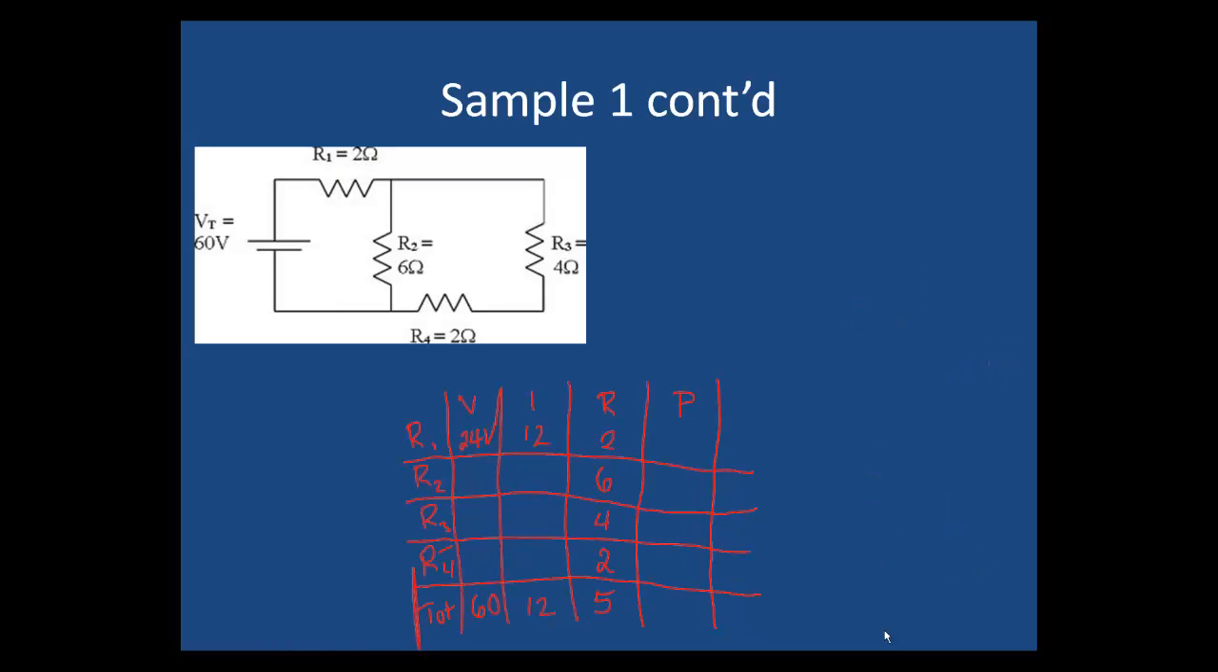Now let's continue on with it. We'll recopy the VERP table down. You still have it. And we know that that's 12 amps and that's 24 volts. I'm going to leave that up there to help myself. And now what I want to do is calculate the rest of them. So let's calculate V2. Well, V2 is going to be V total minus the 24 volts that R1 used. So it's 36 volts. So the voltage through R2 is 36 volts. So I can put that in my table.